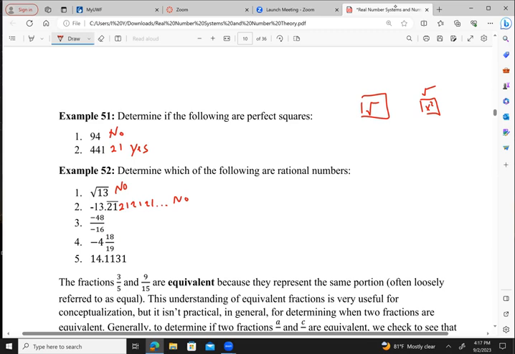Now, negative 48 over negative 16, we do the division. This turns out to be 3, which is a rational number. And then negative 4 and 18/19. If you look at 18 divided by 19, it's a decimal that doesn't end, so this is not. This, however, does end, so this is.